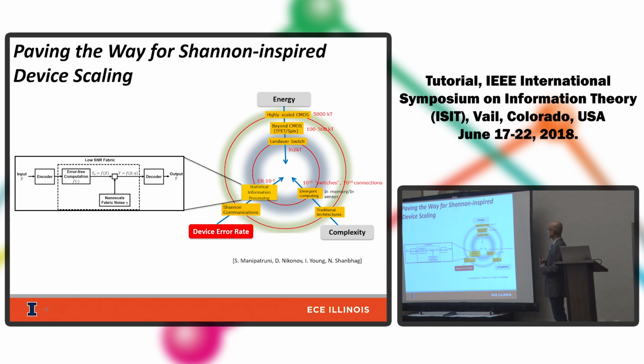So at the end, this is a big high-level picture of what we want to accomplish. This is a figure that our collaborators from Intel suggested: traditionally we've been optimizing energy through scaling and through better architectures, handling complexity issues. But if we bring in Shannon-inspired concepts, then it gives us a third axis of scaling, which is device error rate. That means not relying on devices to be deterministic, but letting nanoscale devices exhibit error rates, and then compensating for it using Shannon-inspired approaches.